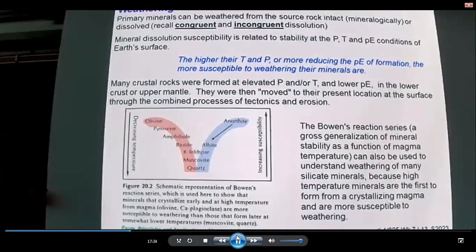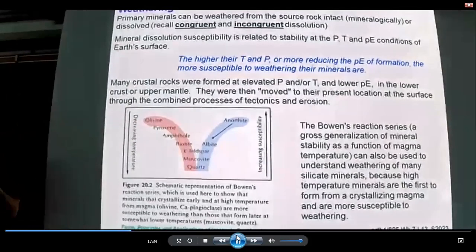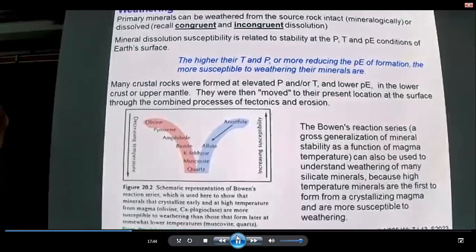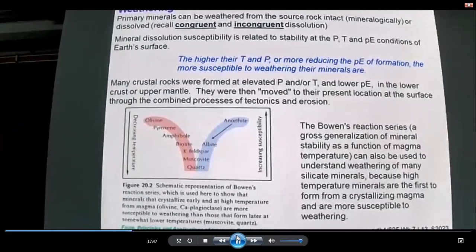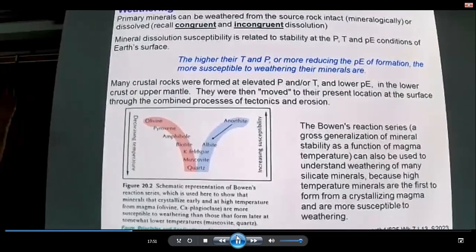Now, it turns out that from an igneous petrology perspective, we don't really think this happens anymore. We understand that it's way more complicated. But what's interesting about the reaction series is that it's a way of describing minerals as a function of the pressure and temperature of formation.